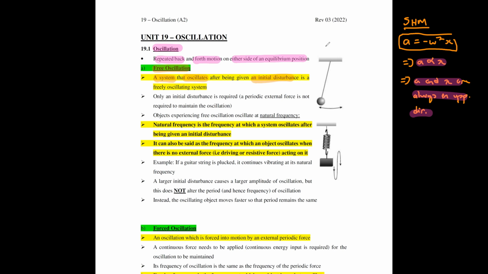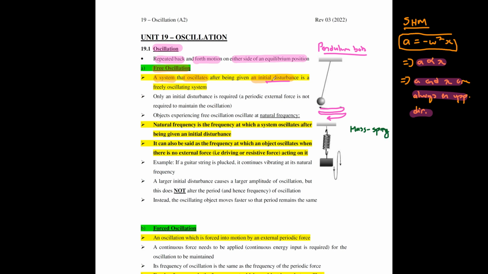Your pendulum board is a free oscillating system because you understand that if you displace it towards the side and release it, the pendulum board will oscillate by itself, isn't it? When you displace it to the side, that is called your initial disturbance. When you release it, there's no longer an initial disturbance there. Your pendulum board will just oscillate left and right, isn't it? That is free oscillation. Now, the same could also be said for your mass spring system.